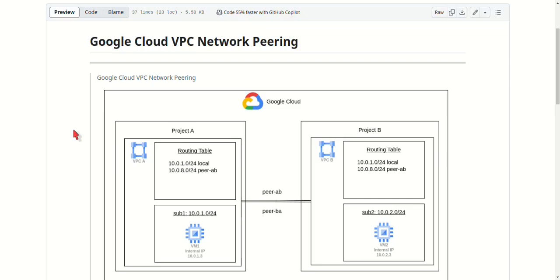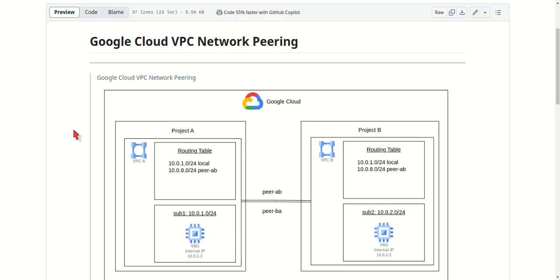In Google Cloud Platform, VPC Network Peering enables seamless communication between different VPC networks within your organization. By connecting VPCs using internal IP addresses, VPC Network Peering facilitates secure, low latency communication while avoiding the complexities and costs associated with external IPs.